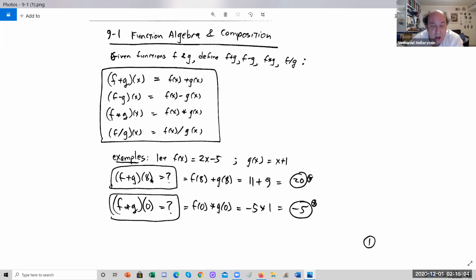What's f plus g at 8? Well, it's f of 8 plus g of 8. Plugging in here, twice 8 is 16 minus 5 is 11. G of 8, 8 plus 1 is 9. 11 plus 9 is 20. That's f plus g at 8. F times g at 0, well, it's f of 0 times g of 0. At 0, f is negative 5. At 0, g is 1. Negative 5 times 1 is negative 5. Fairly straightforward. So it's what's called termwise. F operate g on x is f of x operate g of x.